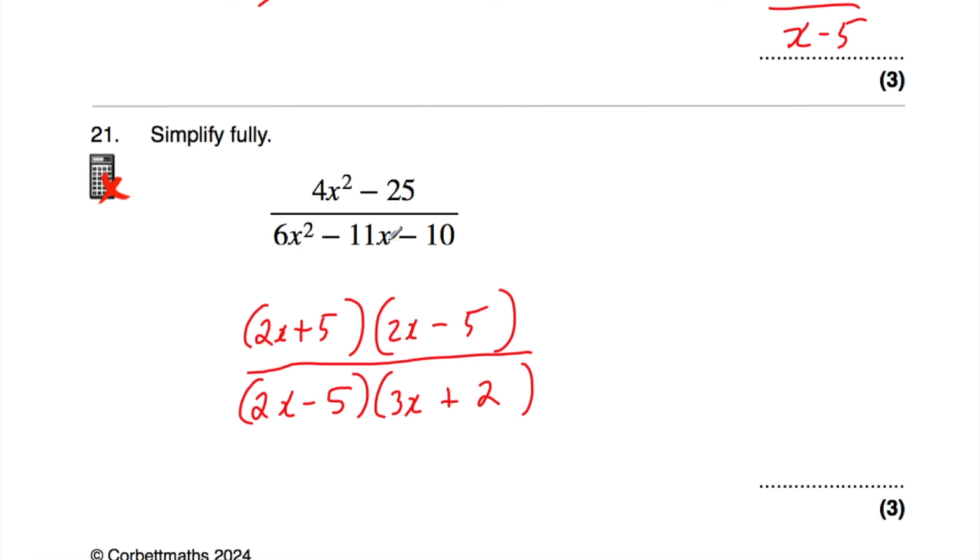Now you could have used the split in the middle technique to factorize that if you wanted to, but it's up to you as long as you factorize it correctly. Now if we look at the numerator and the denominator, they're both divisible by 2x minus 5. So let's divide both the numerator and the denominator by 2x minus 5. That would leave us with 2x plus 5 over 3x plus 2. And that's it. We've simplified fully.